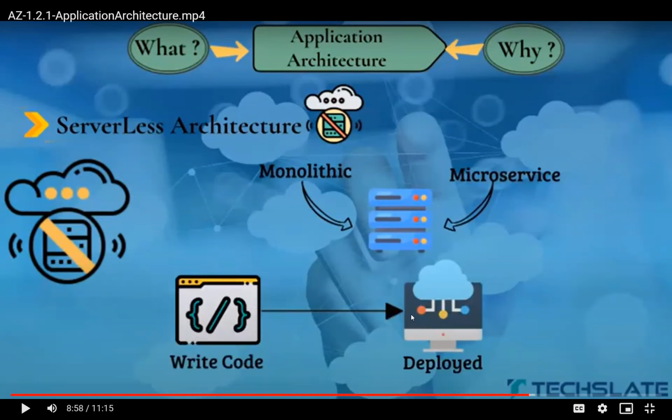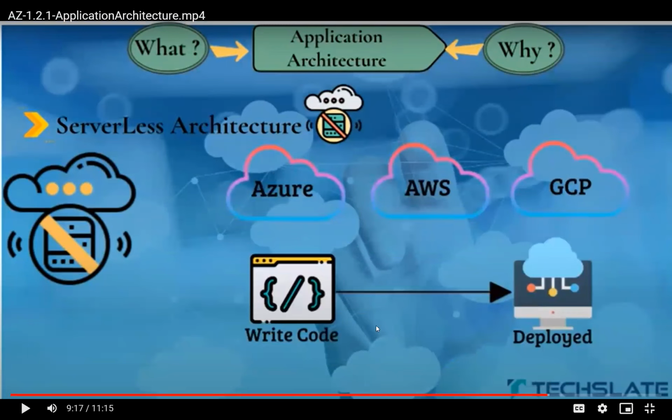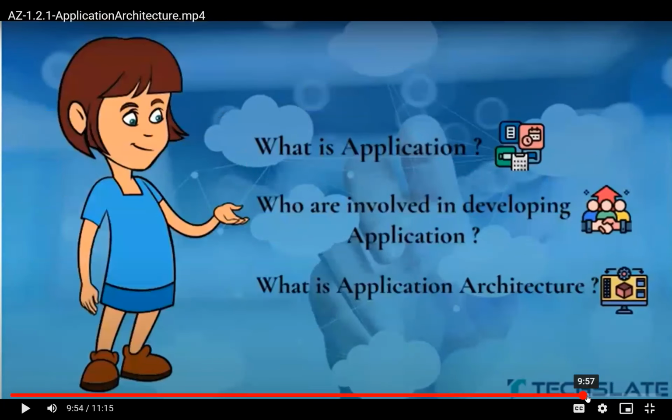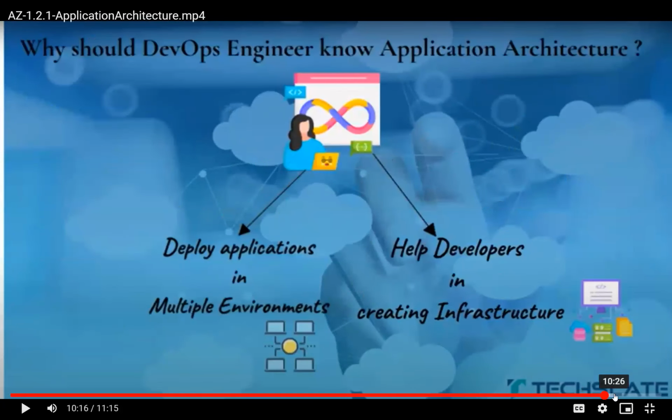That's the serverless architecture. But in monolithic and microservices, you need to worry about the server and all those things. But with this one, you don't need to worry about the servers. Just write the code and deploy directly in the cloud. That's the serverless architecture. Are we good? So the serverless architecture, as I mentioned, Azure is one, AWS and GCP. You just write the code and deploy. That's it. No machines required, no servers required in the serverless architecture. Is it clear?